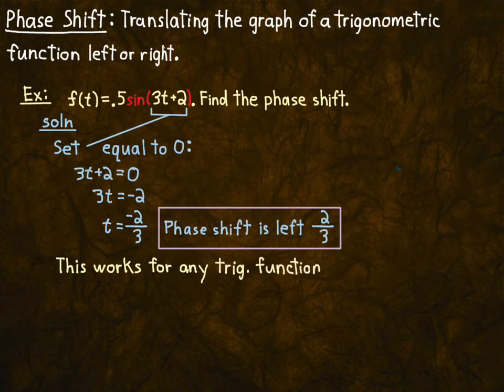So this works for any trig function. You just set the argument of the trig function, which in this case was 3t plus 2, whatever it is, set it equal to 0 and solve for t. Now, sometimes they might have x in there instead of a t, so you'd solve for the x. No big deal, right? Just change the letter. But most of the time, for simple harmonic motion, they'll use t because it actually stands for time.